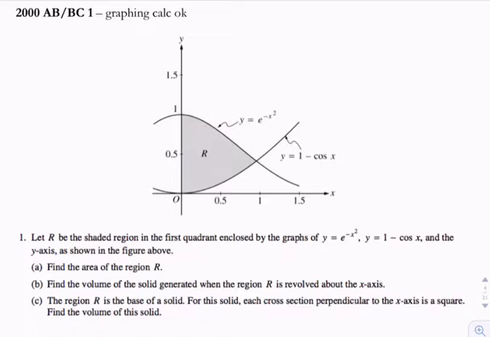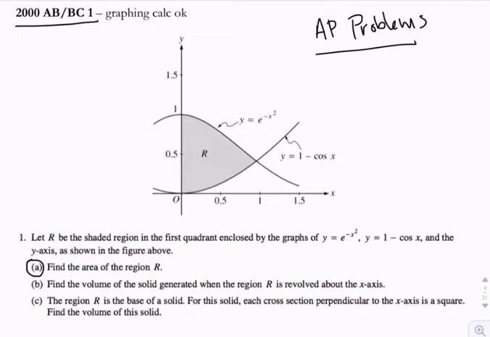This is from the handout of area and volume AP problems, so you need to make sure you've got that. They're organized chronologically, so make sure you find 2000 AB B C1. We're just going to do part A, which is find the area of region R. This is graphed for you, which is super nice.